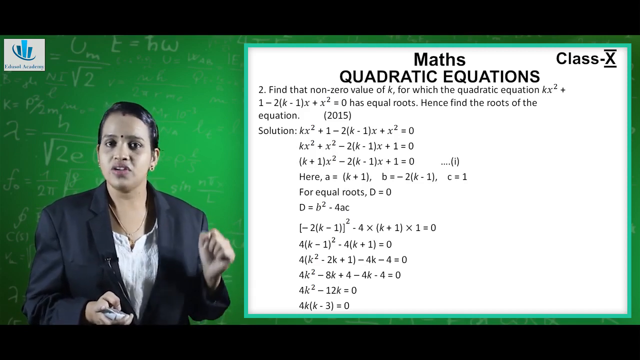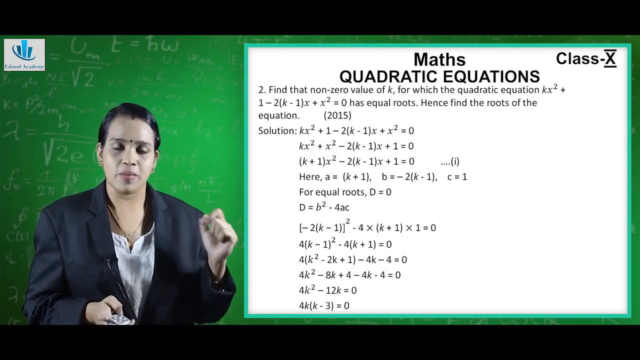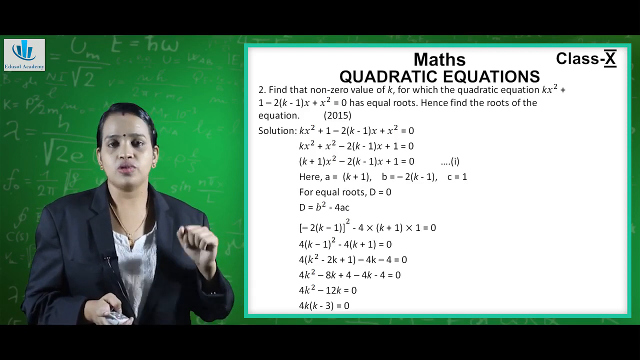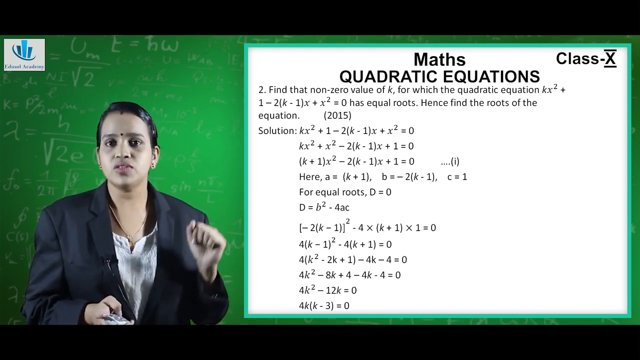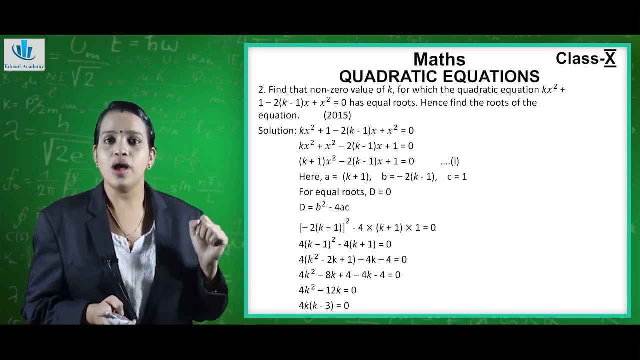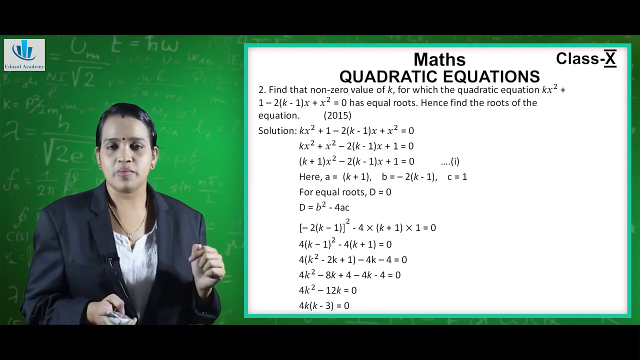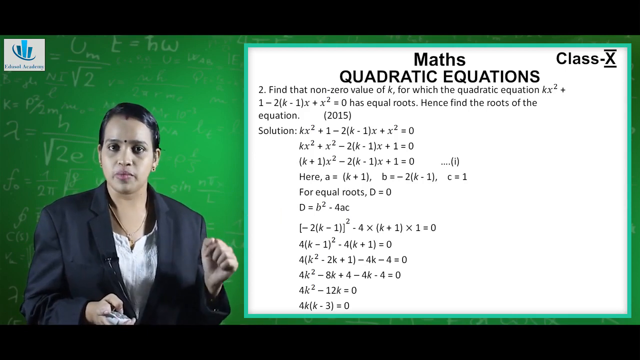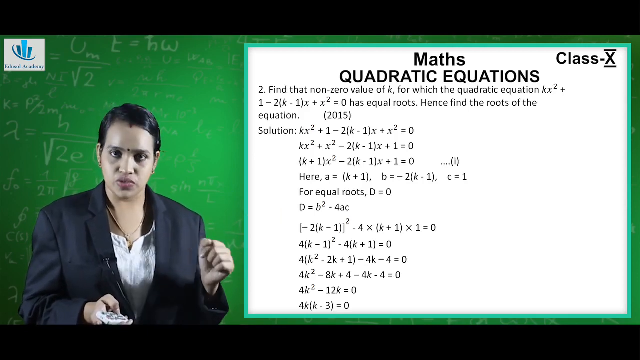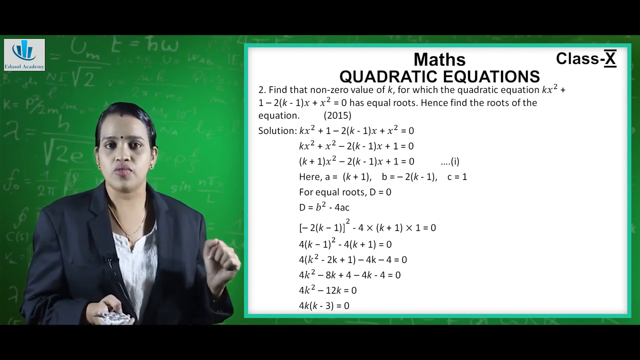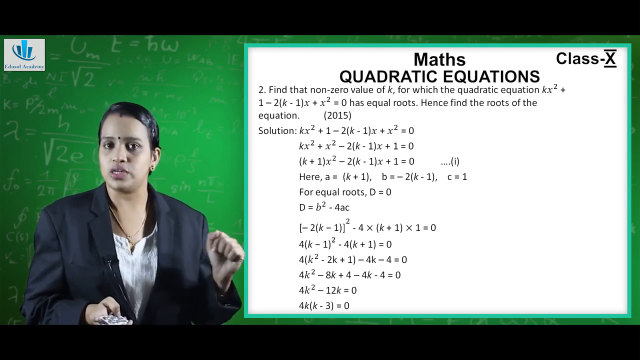Now (k minus 1) raised to 2, it is the formula of (a minus b) the whole square. So we can put the formula over here. So it becomes 4 into (k raised to 2 minus 2k plus 1). Again here we can solve the bracket over here. So it becomes minus 4 into k, it gives minus 4k. Minus 4 into 1 it gives minus 4, which is equal to 0.